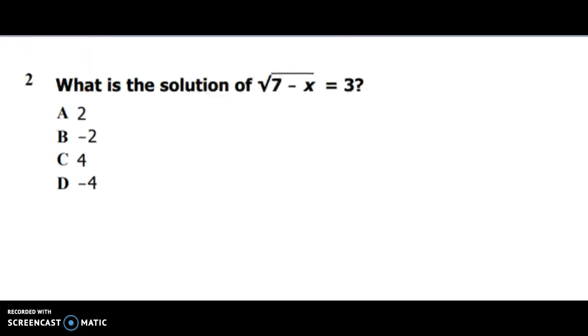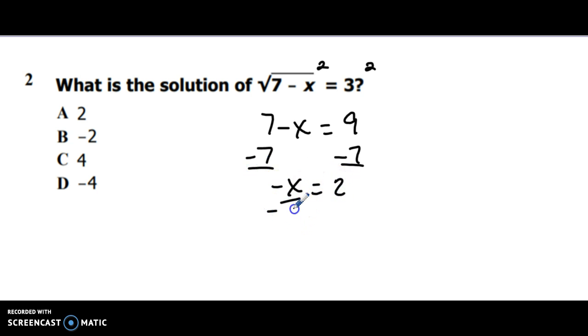Again, you want to get your x by itself. You want to get your radical sign by itself. Unlike number 1, there's nothing outside of our radical sign, so we can go ahead and square both sides. In the beginning, that leaves us with 7 minus x is equal to 9. If we subtract 7 from both sides, we get negative x is equal to 2. Divide by negative 1, so x is equal to positive 2.